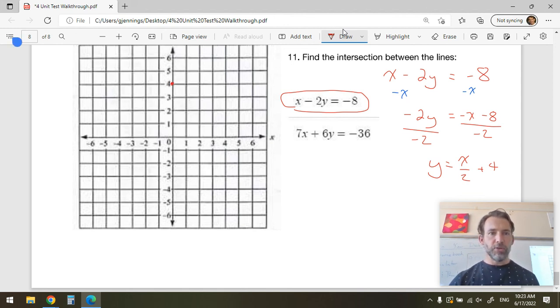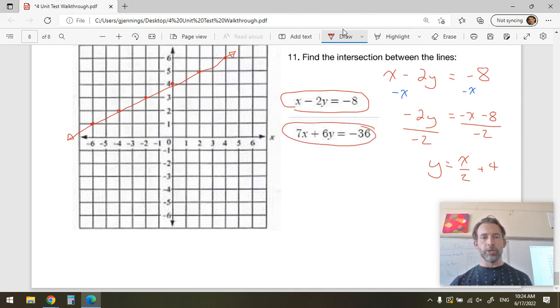There's my b value. My run is 2, my rise is 1. x over 2 is 1x over 2. Run 2, rise 1. And then -2, -1, -2, -1, -2, -1. Okay? So those are the points that are on this line. This was the level 4 problem, by the way. Do you have all the skills? This one here requires even more doing.